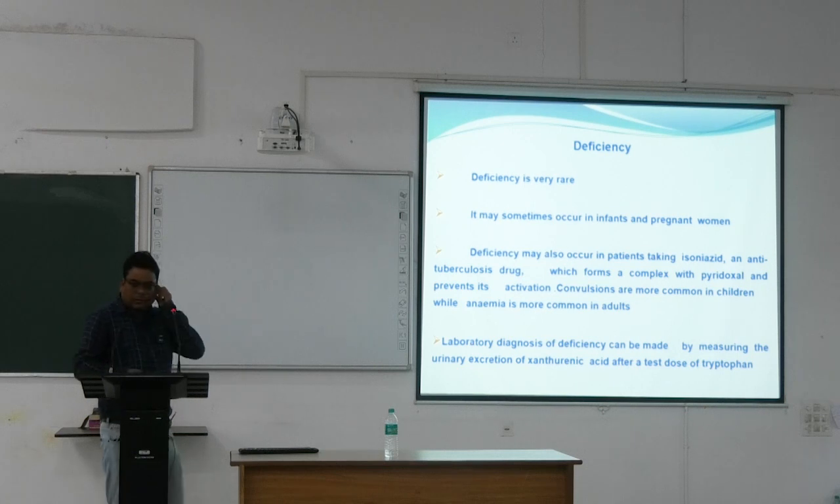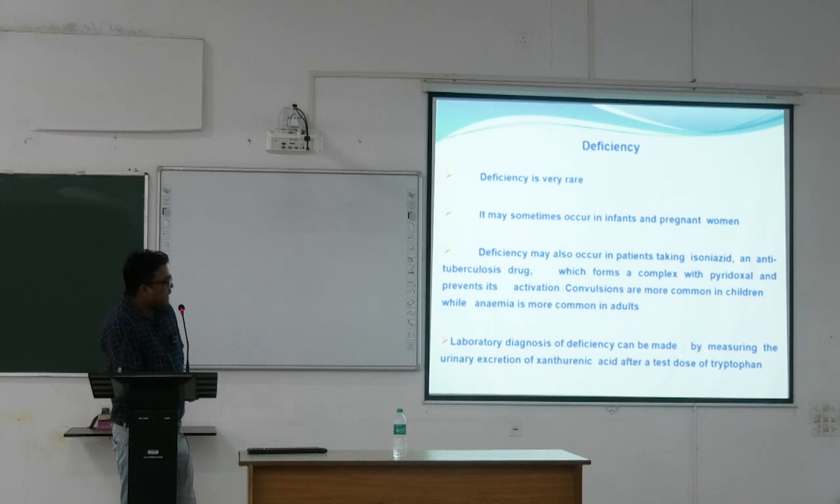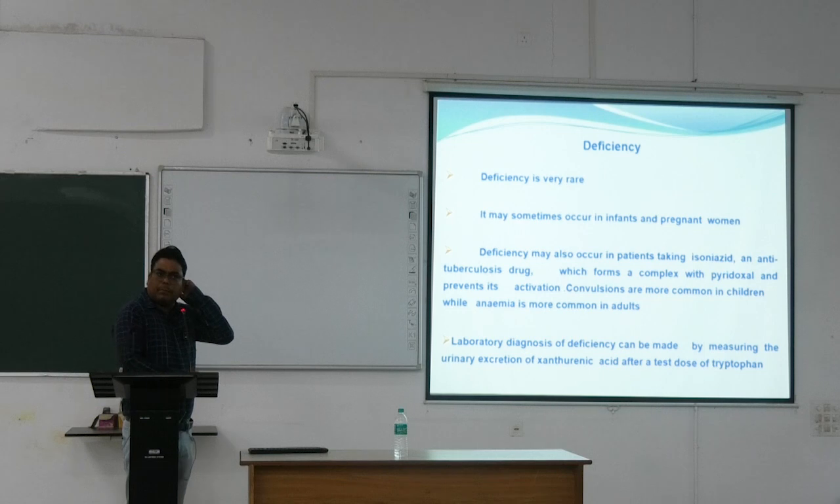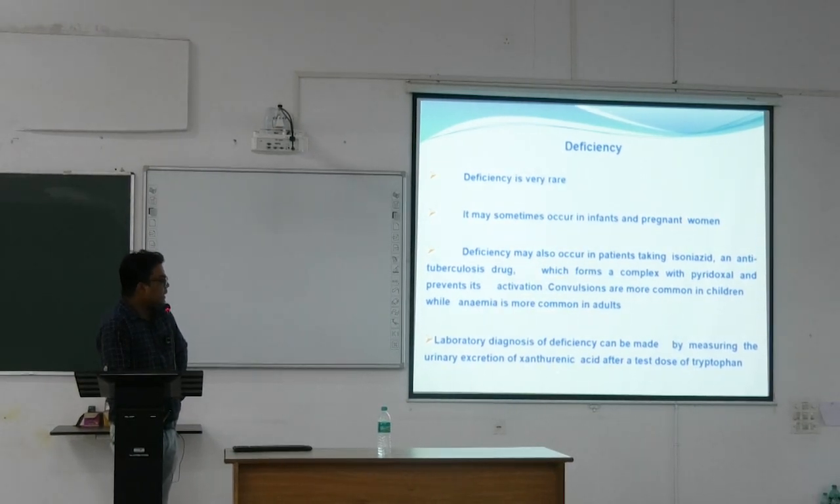Laboratory diagnosis of deficiency can be made by measuring the urine excretion of xanthurenic acid after a dose of tryptophan. So this is one of the important parameters for knowing the deficiency of vitamin B6. It means if tryptophan is taken by the patient, they excrete xanthurenic acid in the urine. If we confirm xanthurenic acid by different tests, we confirm that the person has a deficiency of pyridoxal.